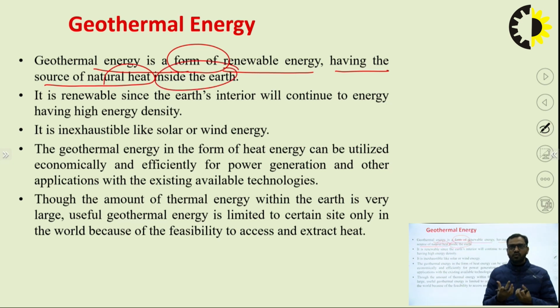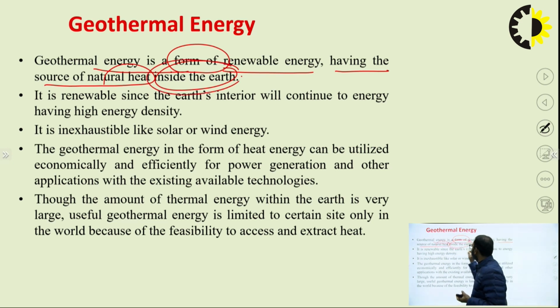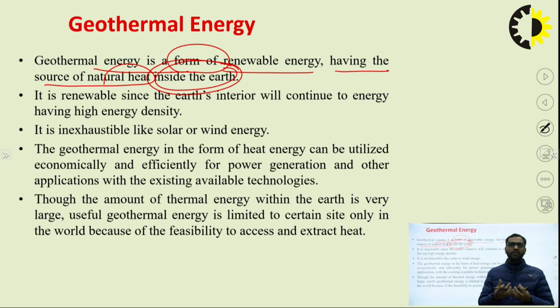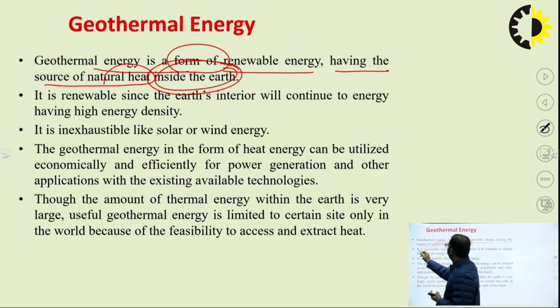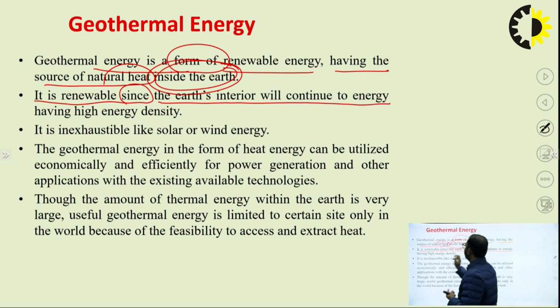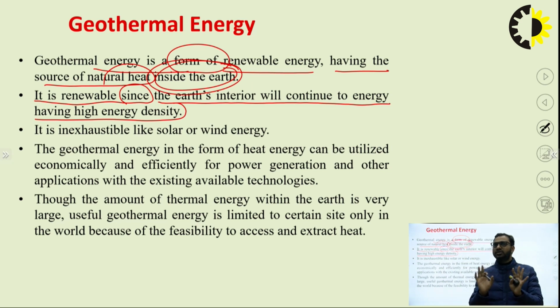Means the basic source of geothermal energy is heat occurring inside the earth. Yani ki by using the natural heat occurring inside the earth, we will produce electricity, and this type of energy is called geothermal energy. Then it is renewable since the earth's interior will continue to supply energy having high energy density. What is renewable? Which is inexhaustible in nature. And geothermal is also one of the renewable energy resources.